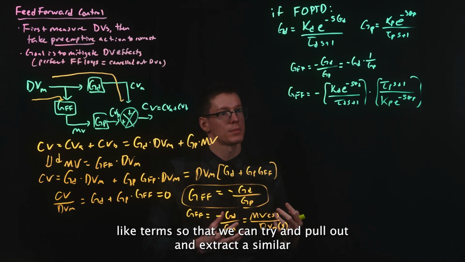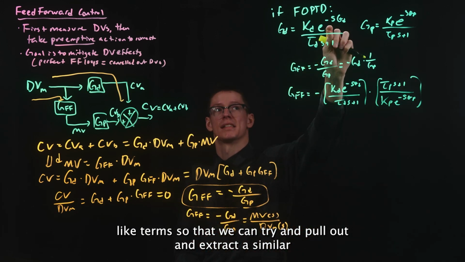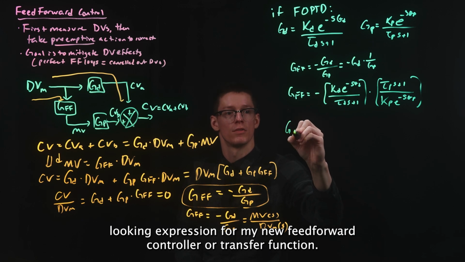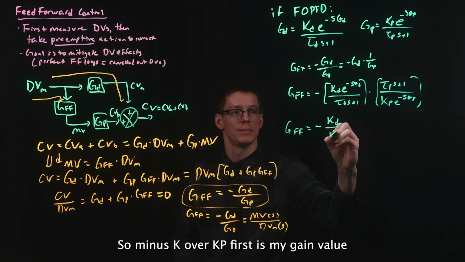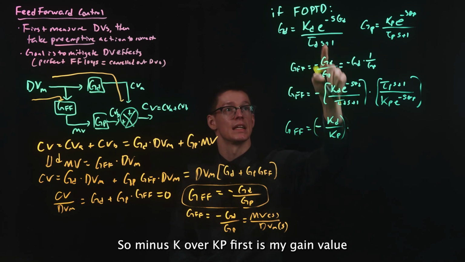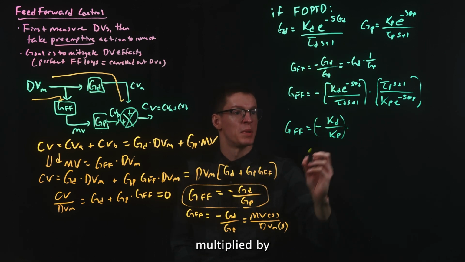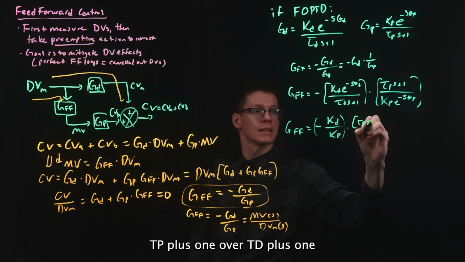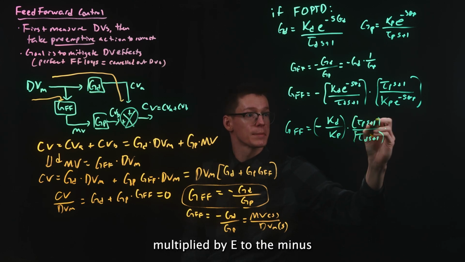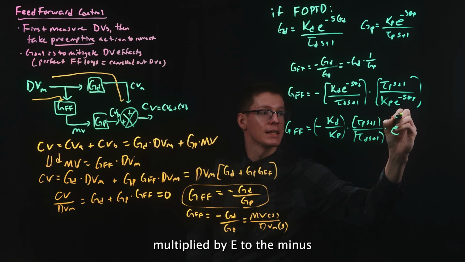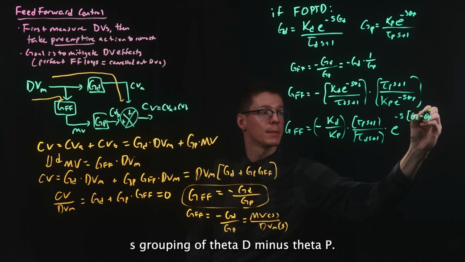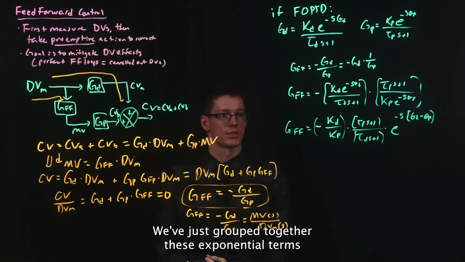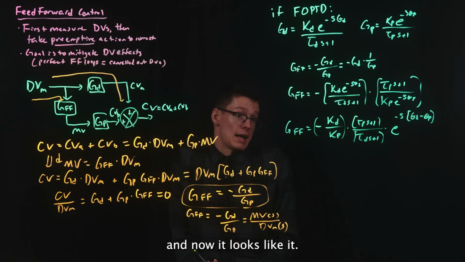Let's group like terms so that we can try and pull out and extract a similar looking expression for my new feed forward controller transfer function. So minus KD over KP first as my gain value, multiplied by (TP s plus 1) over (TD s plus 1), multiplied by e to the minus s grouping of (theta D minus theta P). We've just grouped together these exponential terms. And that looks like it.